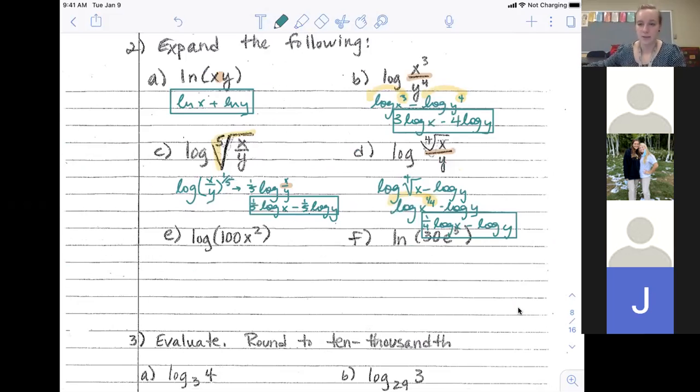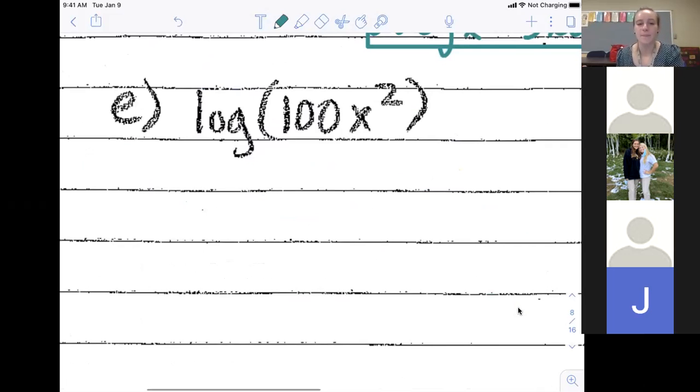Questions, comments, concerns? Okay. We got 2 more, and then I want to show you something small on the calculator.